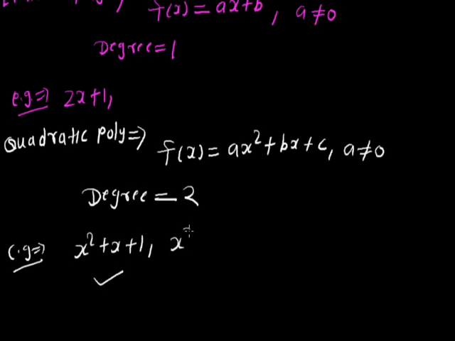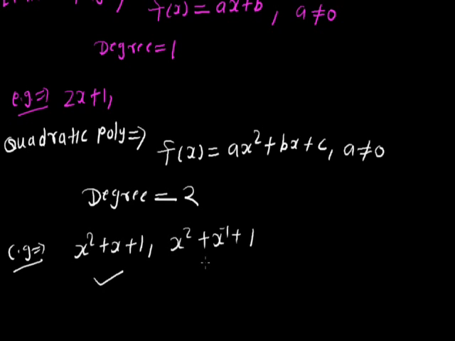If I write x square plus x raised to power minus 1 plus 1, what about this expression? If we simply look at it, the first term is x raised to power 2, so the highest exponent of x is 2. But if we observe the second term, the exponent of x is not a whole number, so our condition fails, which means it is not a polynomial. So we cannot say this is a quadratic polynomial.